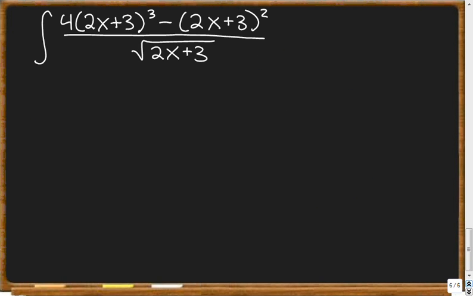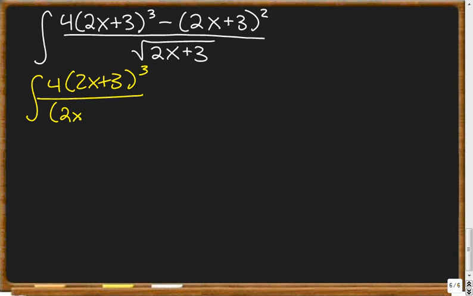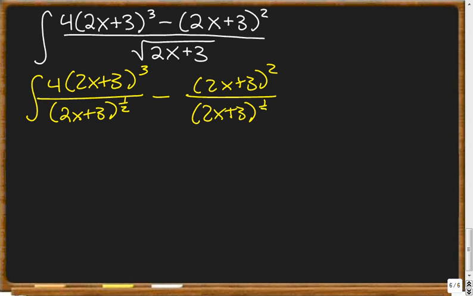Last but not least, we have this big ugly problem here. So this is kind of a combination of the last two, in that we have the same base throughout. And we have them mixed into a fraction, real ugly, but what we want to do is we want to split this up and make our life as easy as possible. I'm going to go ahead and switch this to 2x plus 3 to the 1/2. And then subtract 2x plus 3 squared over 2x plus 3 to the 1/2. This whole thing is dx.